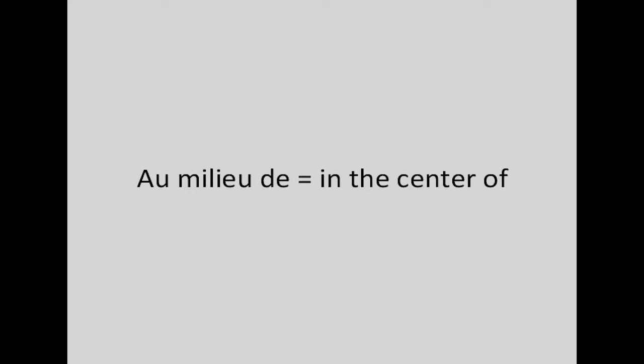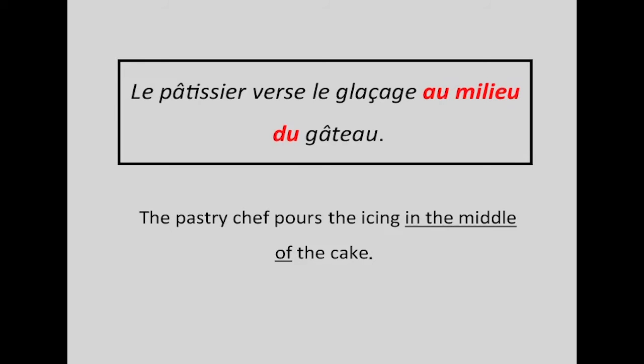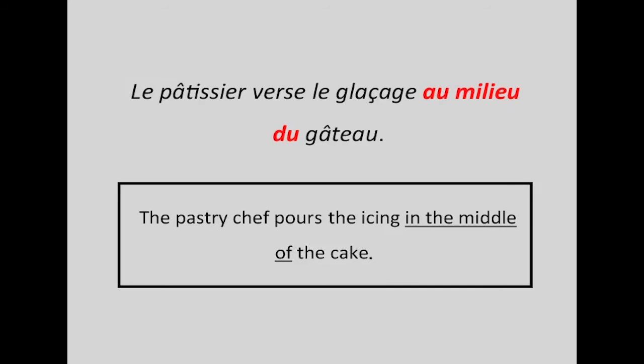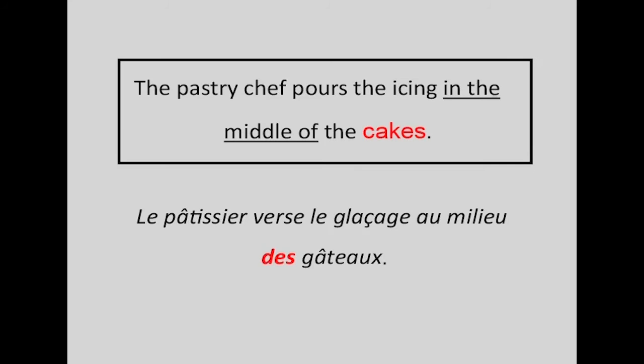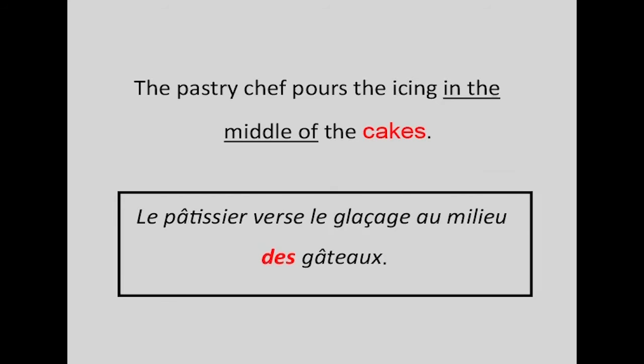Let's now look at the last preposition of location that is included in this lesson. Au milieu de means in the center of. Let's consider the following sentence. Le pâtissier verse le glaçage au milieu du gâteau. The English equivalent of this sentence is the pastry chef pours the icing in the middle of the cake. If we pluralize the noun cake and modify the sentence to the pastry chef pours the icing in the middle of the cakes, the French equivalent would be le pâtissier verse le glaçage au milieu des gâteaux.